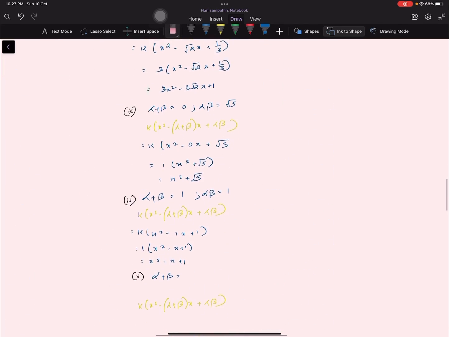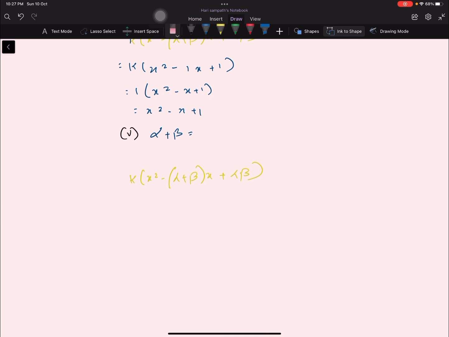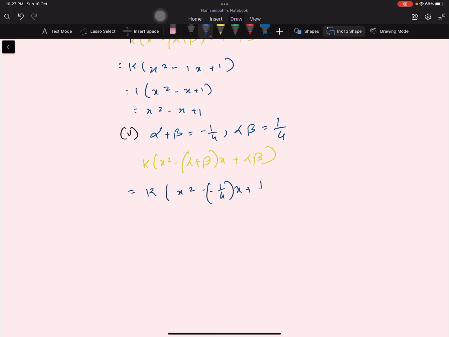Minus 1 by 4 and 1 by 4. Substituting the formula. k x square minus 1 by 4 minus of minus 1 by 4 x plus 1 by 4. So we'll take k as 4, x square plus 1 by 4x plus 1 by 4. That is x square plus x plus 1. Here it's minus and here it's plus, so we don't have to get confused.